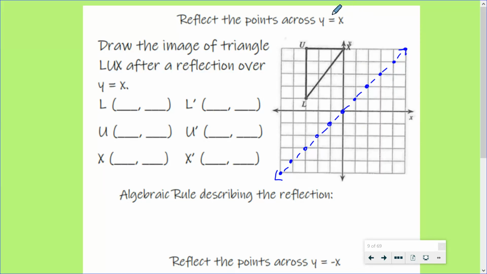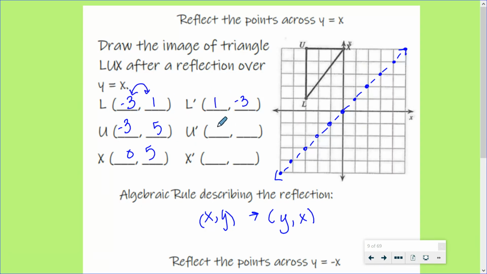So since I am reflecting it over y equals x, I know that all I have to do is take my ordered pair and switch it to y comma x. So let's name our points. So it looks like point L is negative 3, comma 1. Letter U looks like it is negative 3, comma 5. And letter X is 0, comma 5. So I'm just going to switch and make it 1, negative 3, 5, negative 3, and 5, 0.